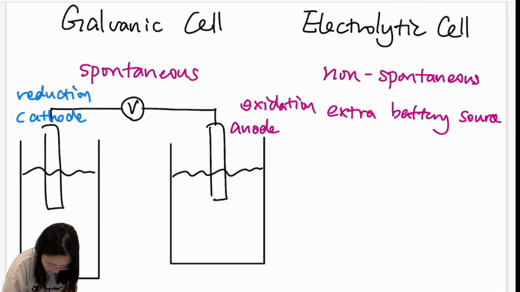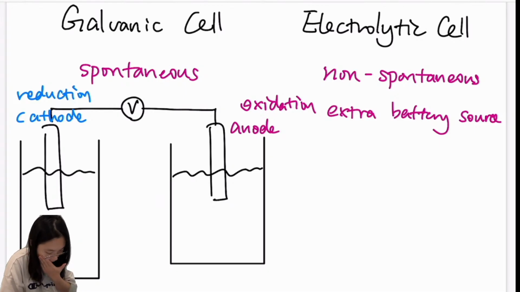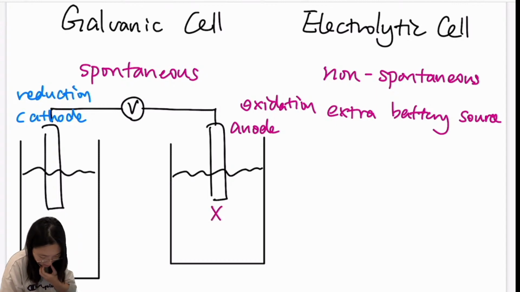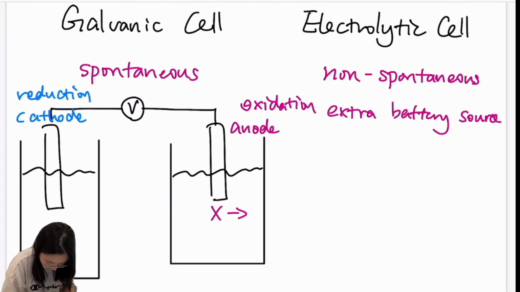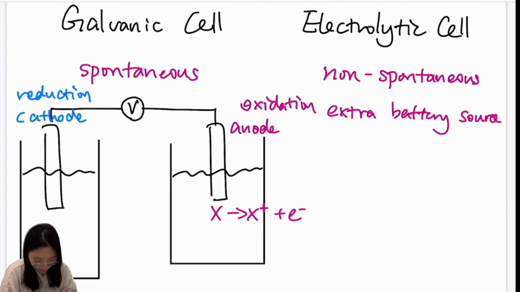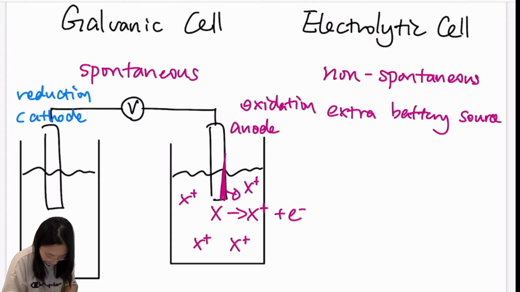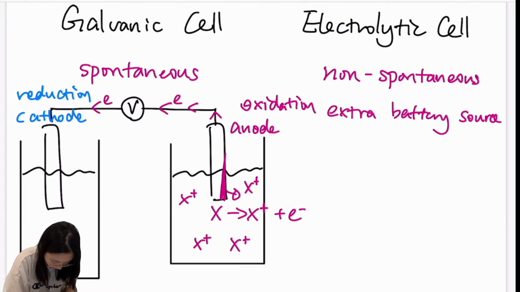Okay, so oxidation means it's losing electrons. So let's represent this anode as element X. When it's losing electrons, it is converted to X plus or X2 plus. Anyway, it's converting to cations. So part of the anode is decomposing into cations and dissolving in water, so you will observe that it's getting smaller and smaller. These parts dissolve into water and form more cations, and it releases electrons. So electrons are moving to the left, toward the reduction.